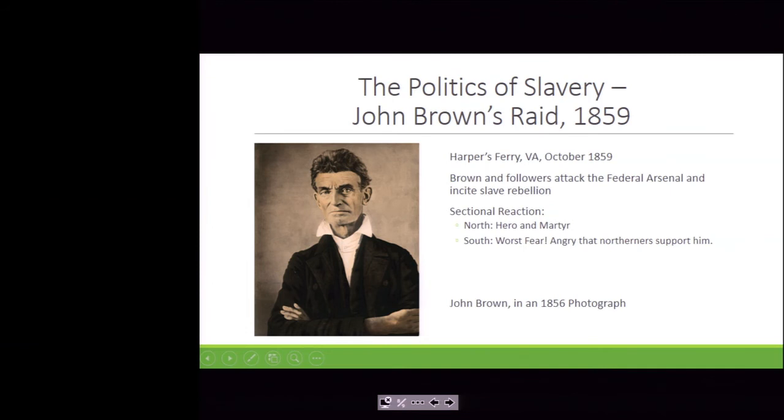But after a day the Marines take over the guardhouse, Brown is arrested, he's tried for treason, and then he's hanged, killed, executed. And again, we see a sectional reaction. The North, the abolitionists, the anti-slavery faction, they see him as a hero. They see him as a martyr. This is a man who gave his all to the cause.